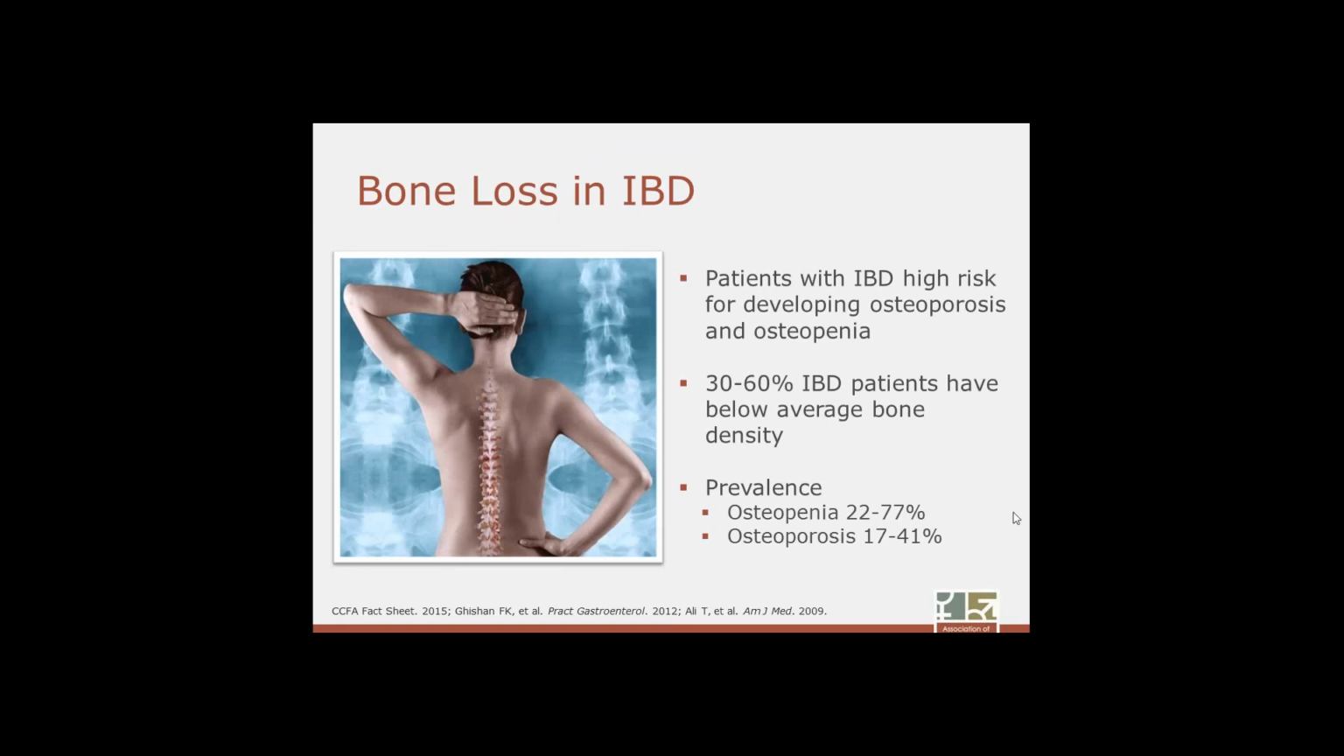As many as 30 to 60% of persons with Crohn's disease or ulcerative colitis have lower than average bone density. The prevalence of osteopenia and osteoporosis in patients with IBD varies significantly, depending on the study population, the location, and the design, but it ranges from 22 to 77% with osteoporosis and 17 to 41% with osteopenia. Causes of bone loss in IBD include corticosteroid therapy, inflammation, and vitamin D deficiency.